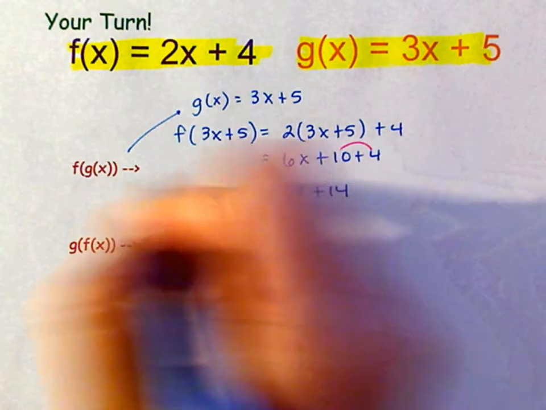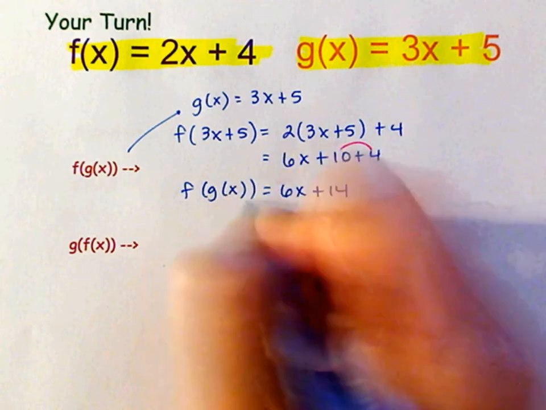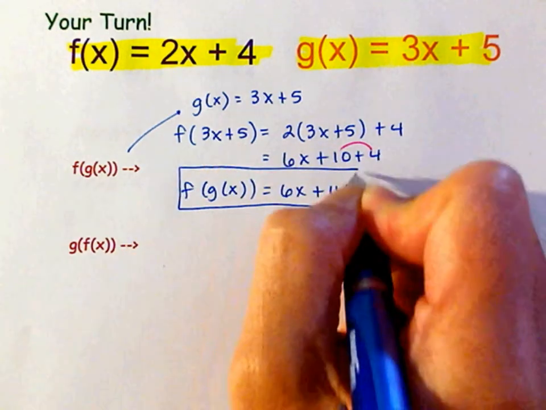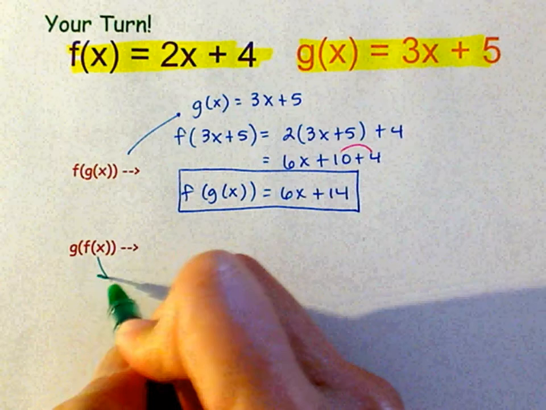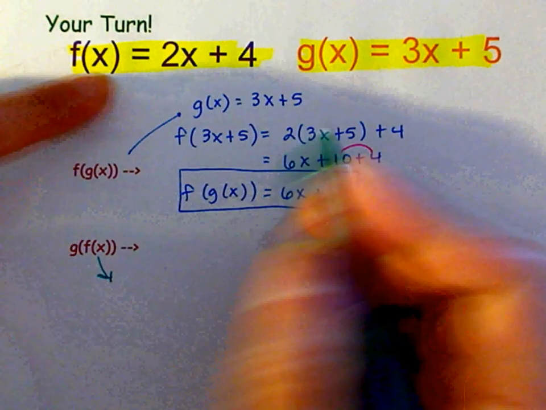Simplify. So you're going to distribute 6x plus 10 plus 4. Combine your like terms right here. So now you have 6x plus 14. Can't make it any smaller. So now I have my f of g of x. Please label correctly. And there you have that one.